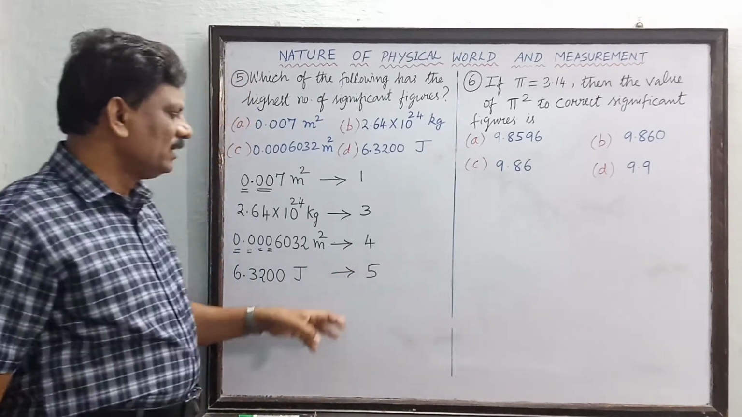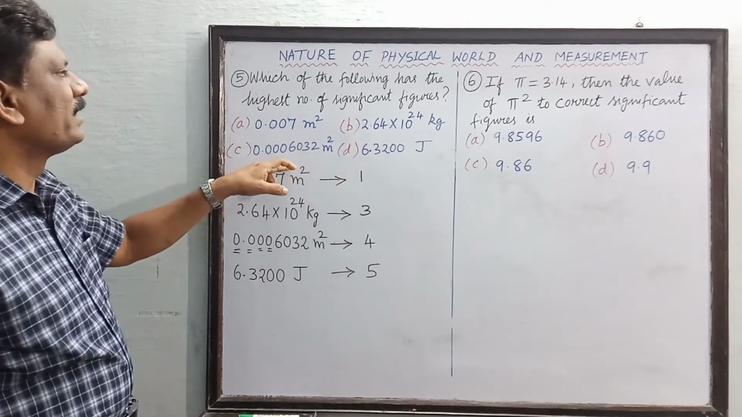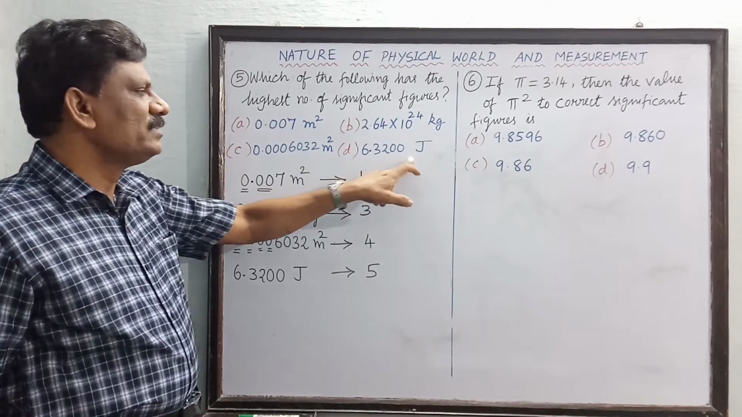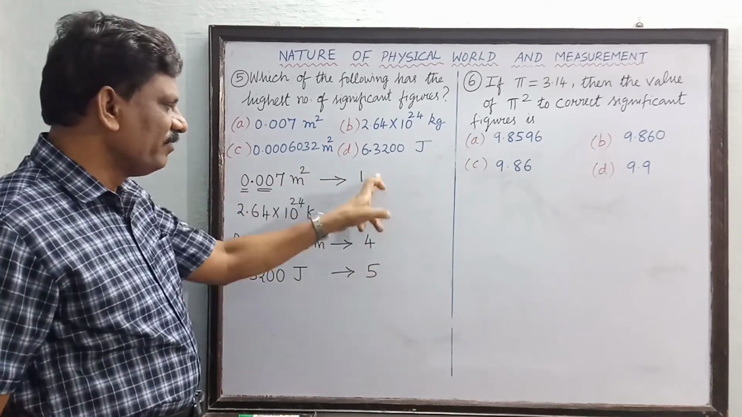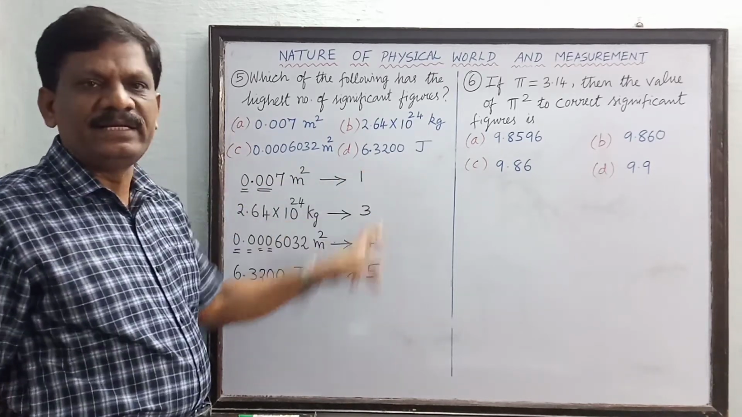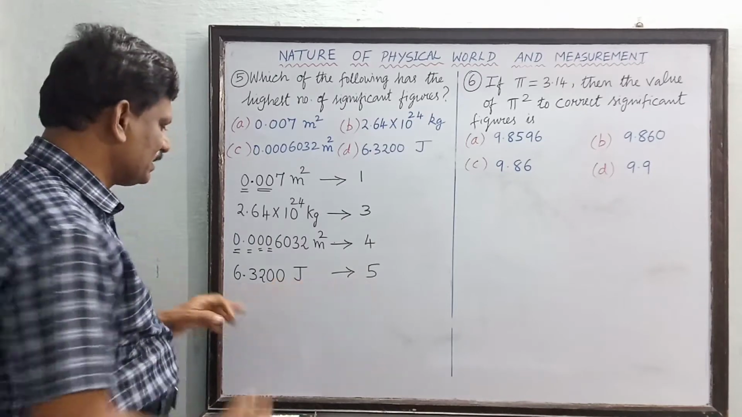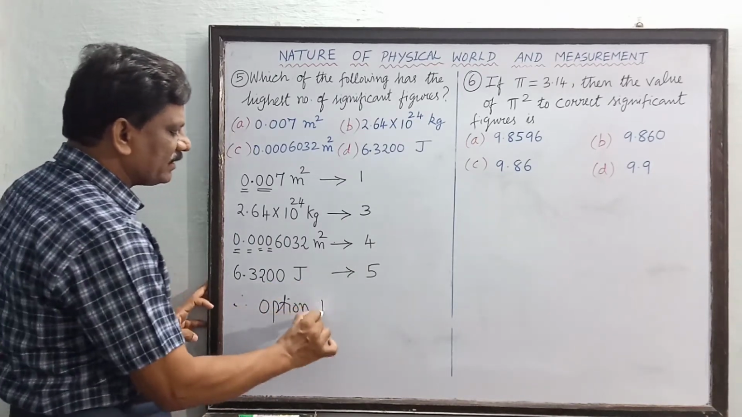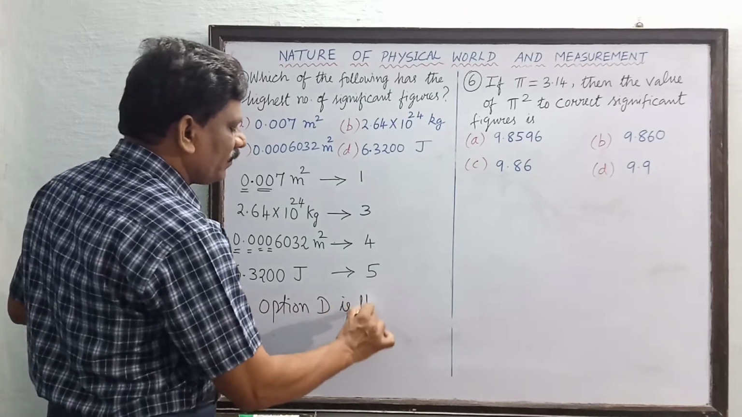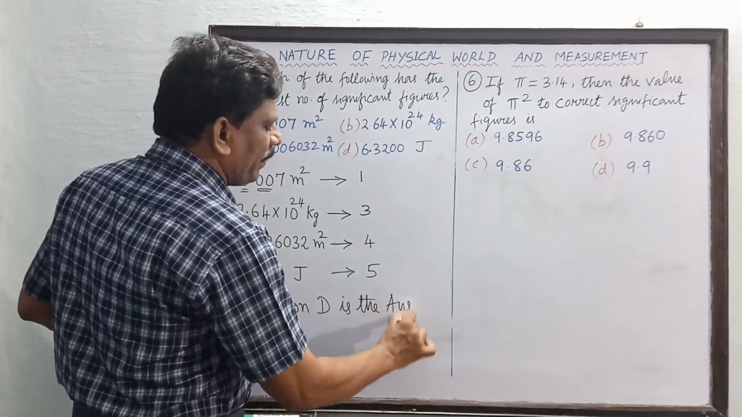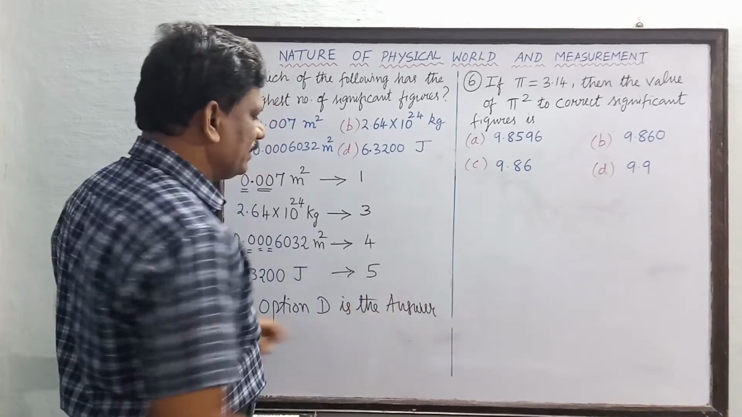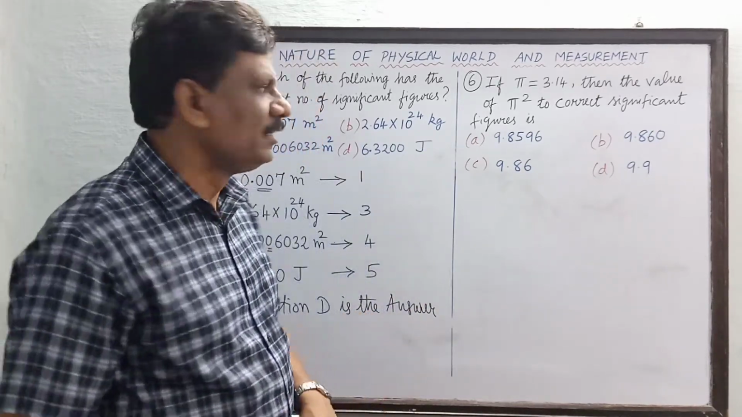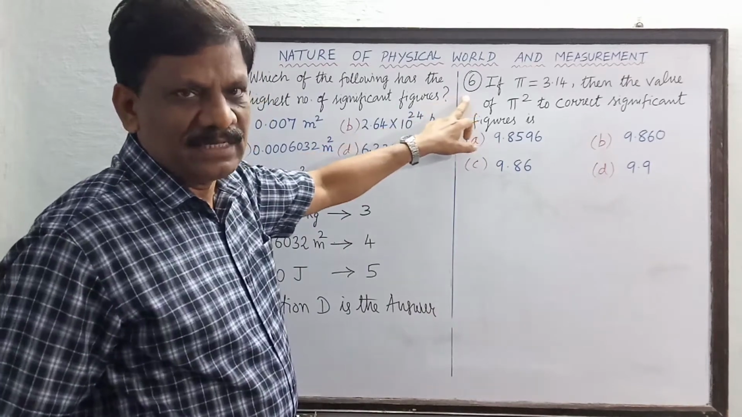So which of the options should be correct? The option D. So 6.3200 joule has 5 significant figures. So comparing to the other 3, it has the highest significant figures. Therefore, option D is the correct answer. So we have derived this answer by verifying the rules for how to find the significant figures. Have you understood? Okay, now question number 6.